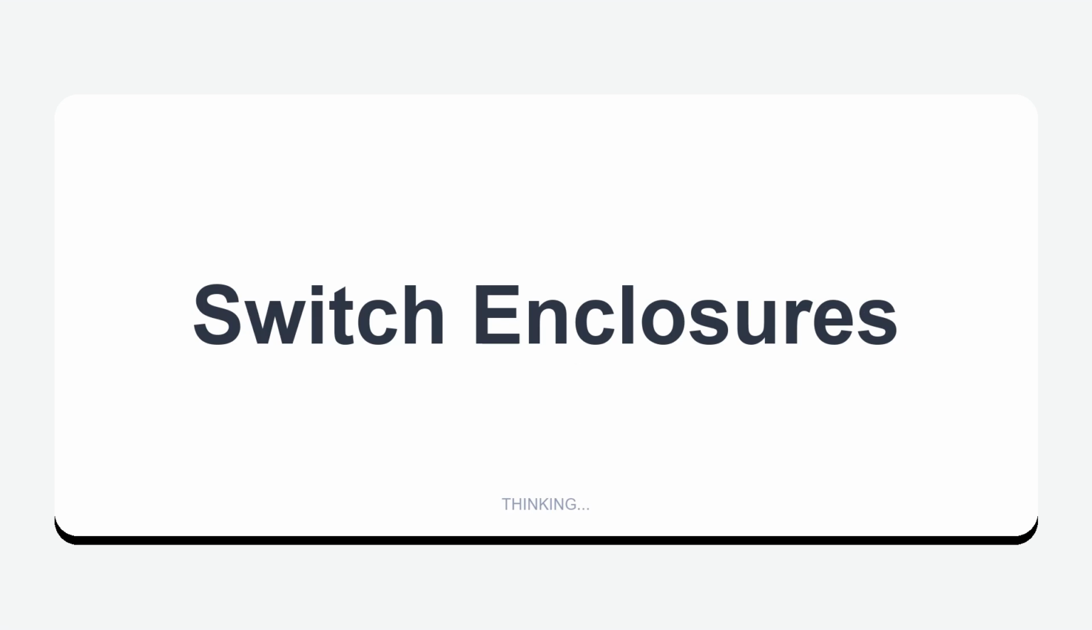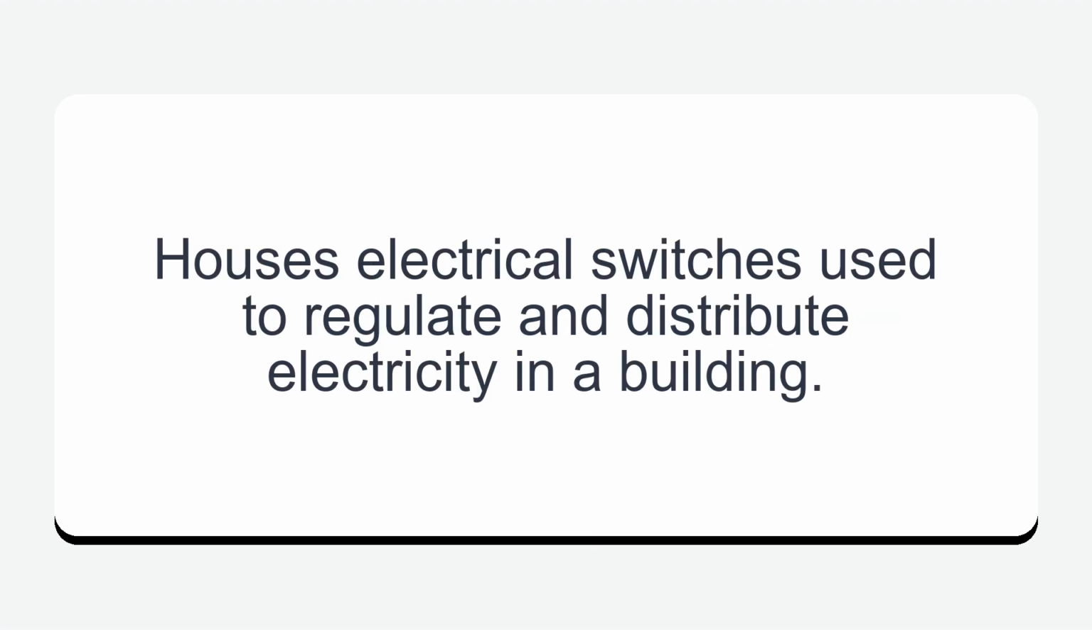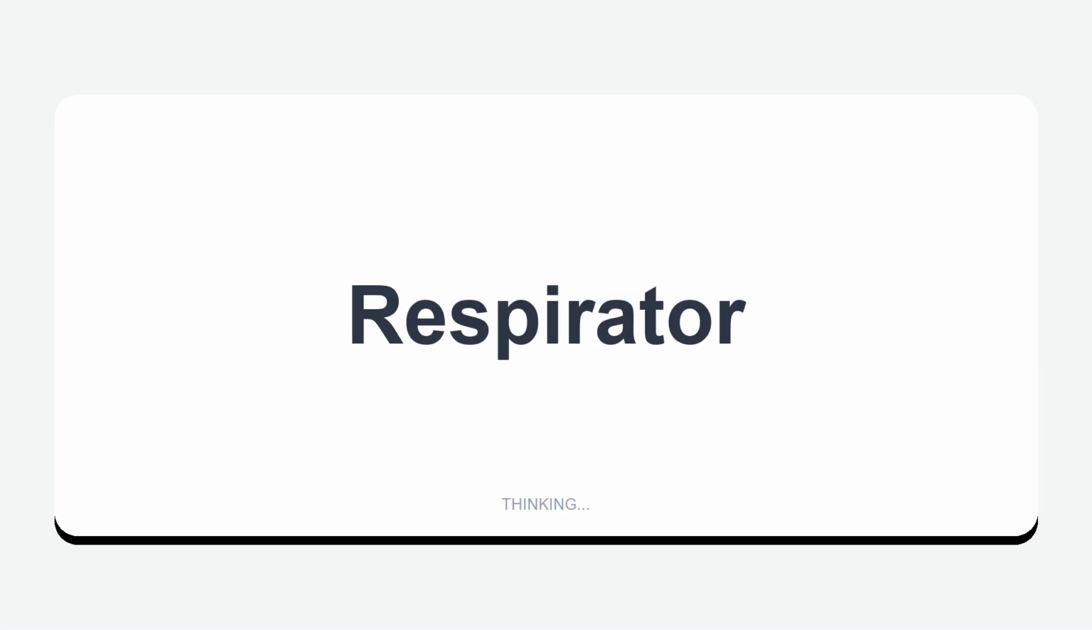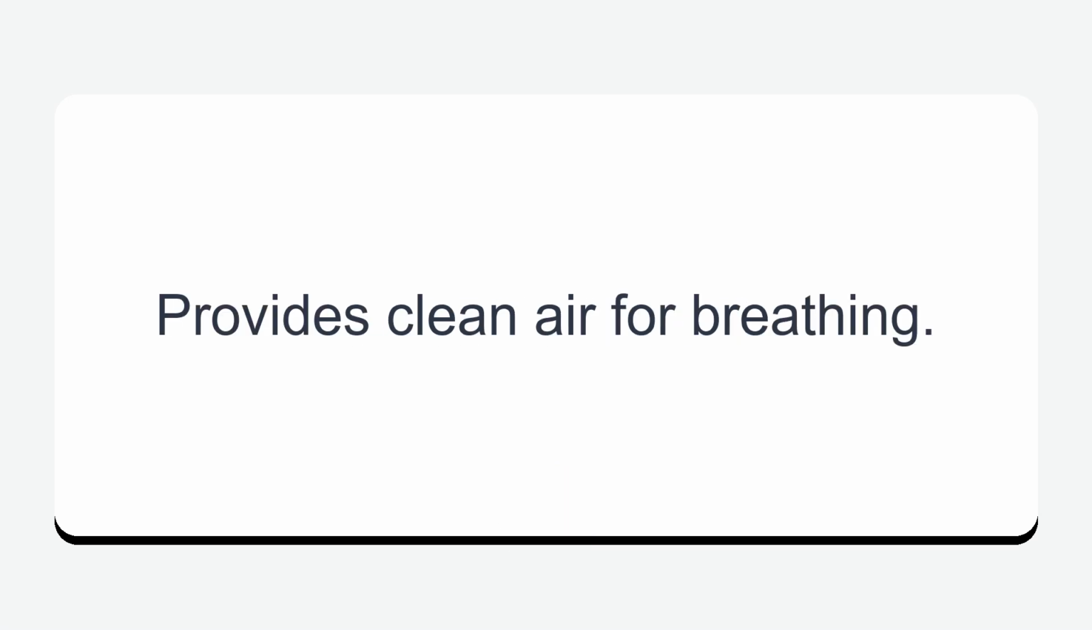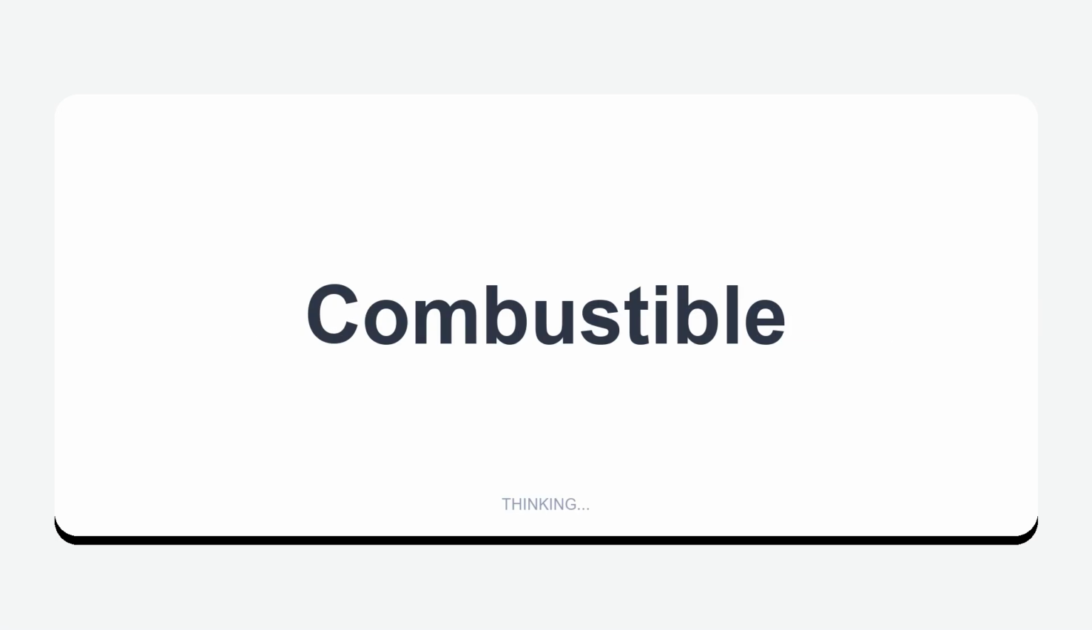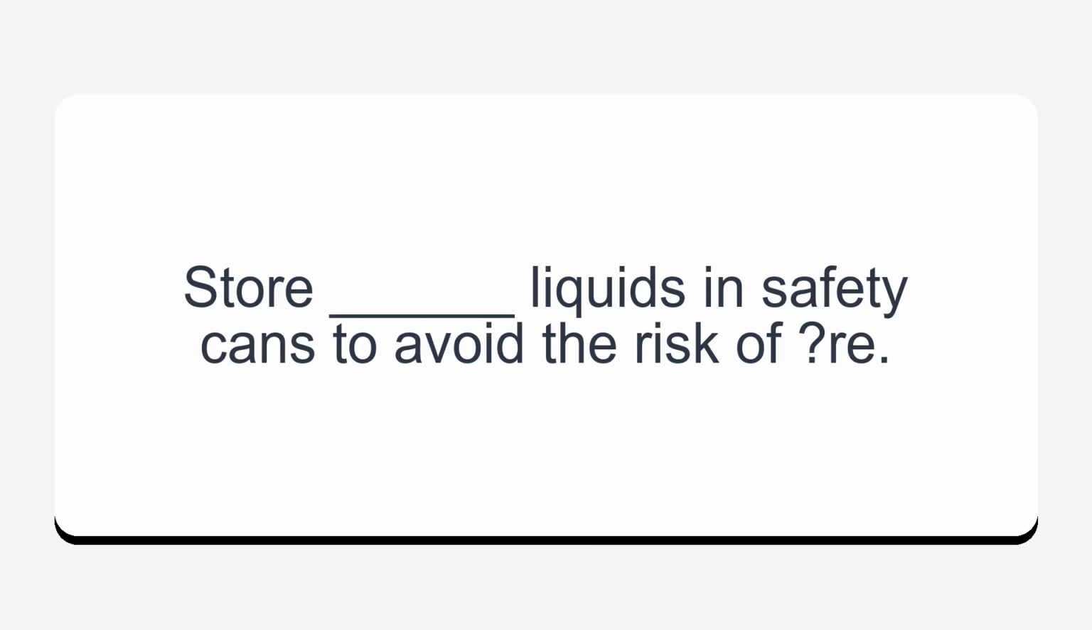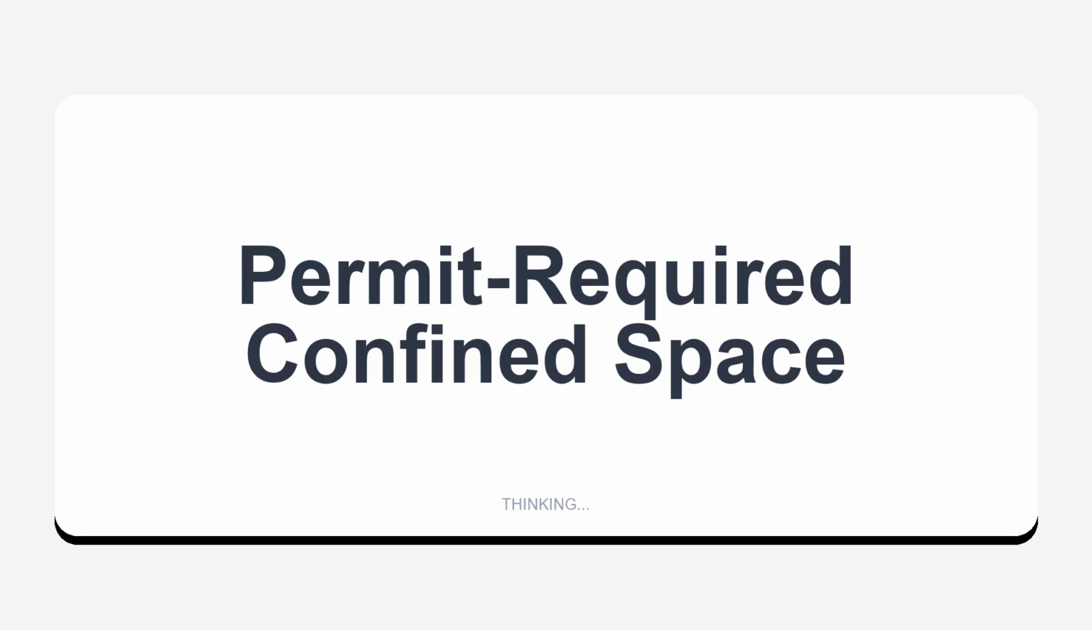Switch enclosures: houses electrical switches used to regulate and distribute electricity in a building. Respirator: provides clean air for breathing. Combustible: store combustible liquids in safety cans to avoid the risk of fire.